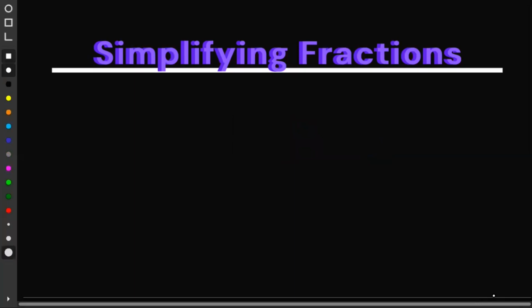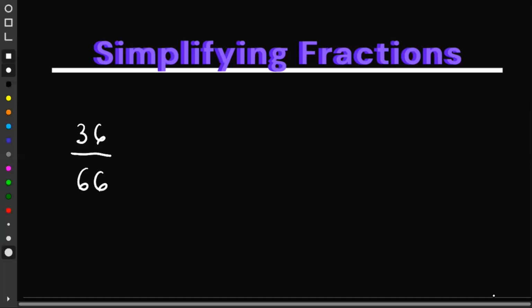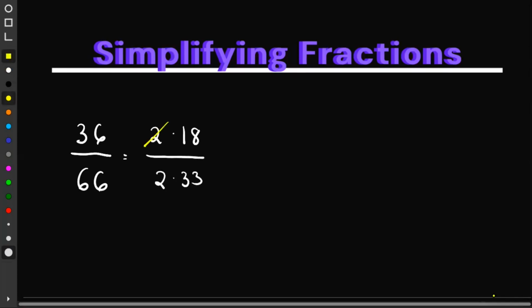Let's try out another example. See, we have 36 over 66. So first, we can see that these numbers are divisible by 2 since it is an even number, both of them. So we have 2 times 18 all over 2 times 33. Cancel that out, would give us 18 over 33.